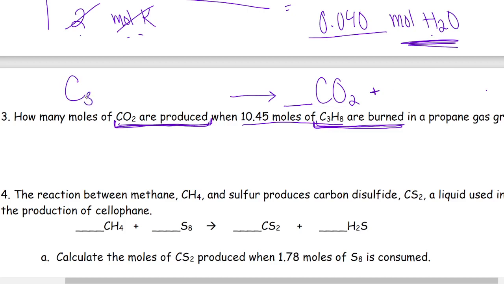C3H8 being burned means that that has to be one of my reactants. If you're burning it, what also has to be present? O2. So give yourself space to put O2, or a coefficient in front of O2. And if you have O2 reacting with what we call a hydrocarbon, or combustion of a hydrocarbon, it always produces carbon dioxide and what other thing?